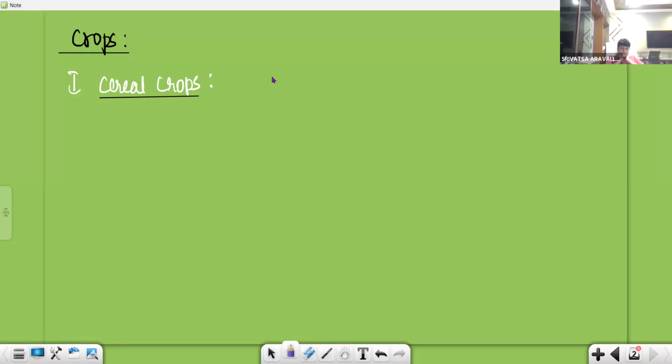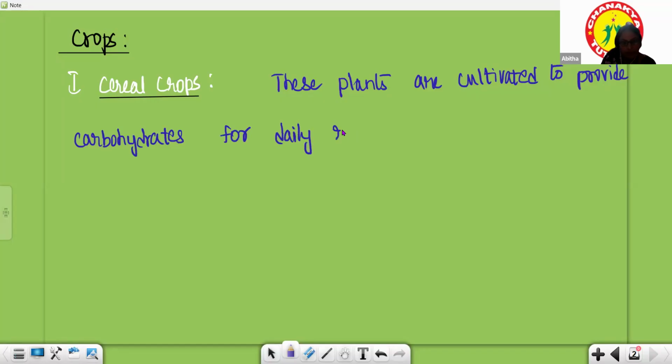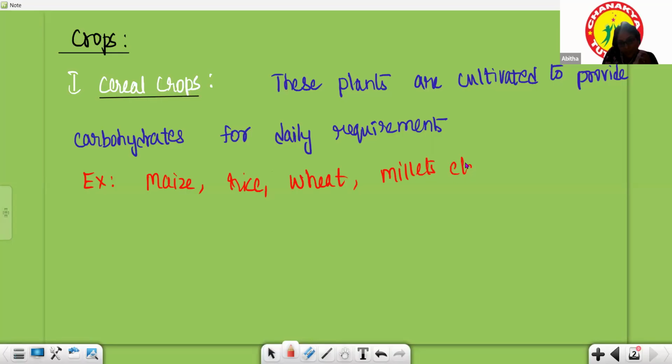So we can write: these plants are cultivated to provide carbohydrates for daily requirements. Cereal crops are the plants which are cultivated to provide carbohydrates for the daily requirement. Examples include maize, rice, wheat, millets, etc.